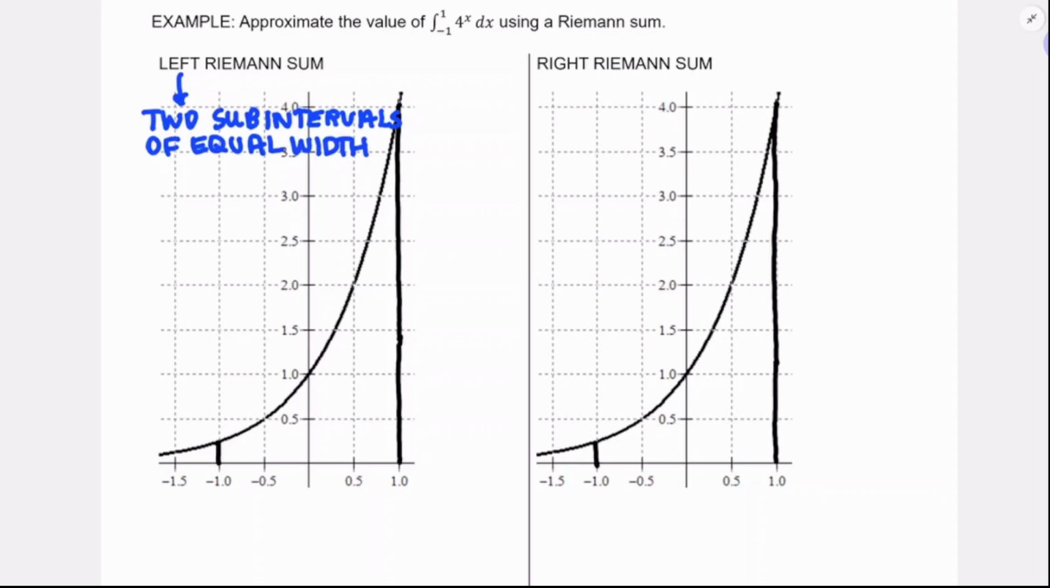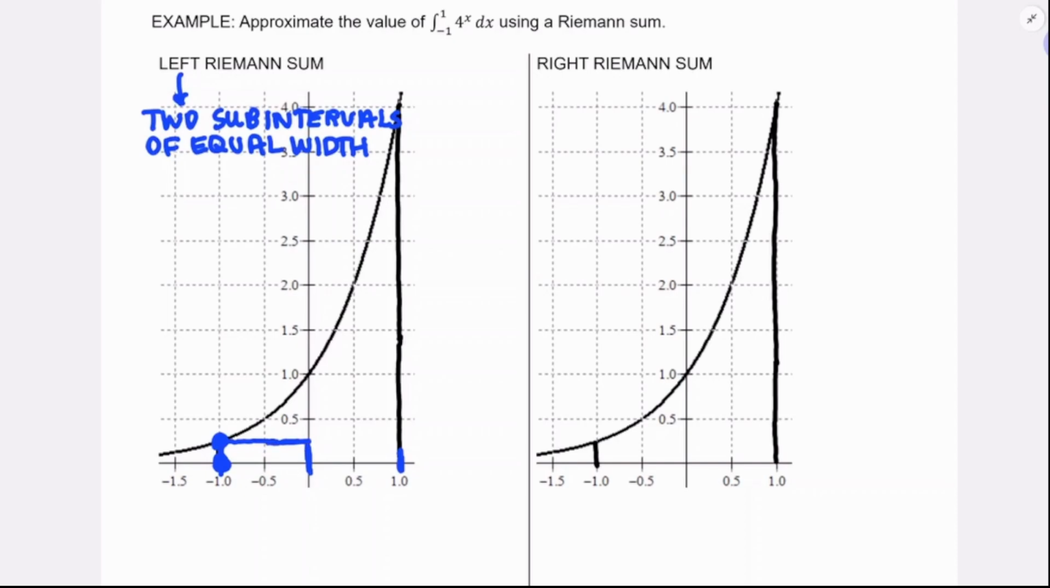We're going from -1 to 1, that's a width of 2, and 2 subintervals would just be dividing it in half. So it's going to be right along here. And then if it's a left Riemann sum, we use the left edge of our subinterval as our representative. So I'm going to go right here to the left edge of this first subinterval, here at -1. I'm going to use the height of the graph right there for the height of my rectangle. I'm going to go over here and I'm going to go down. And okay, got a rectangle.